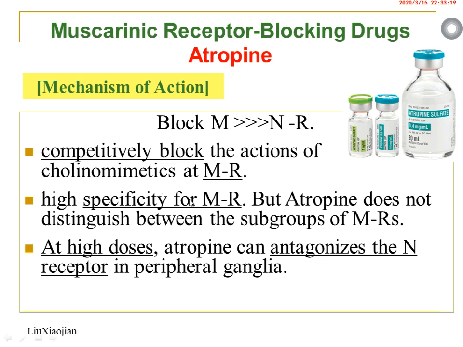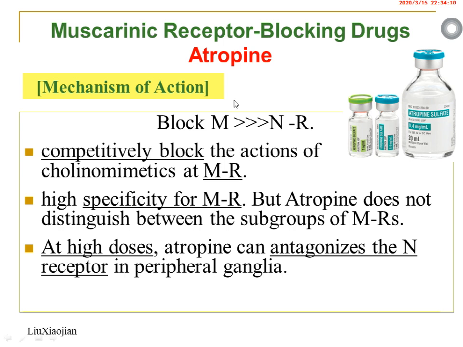Muscarinic receptor blocking drugs. Just now I mentioned atropine. It is the representative drug in this family. When you studied the cholinergic agonists, I also mentioned pilocarpine. It is the representative drug of M receptor agonists. Neostigmine is the representative agent of reversible cholinesterase inhibitors. So in the following chapters, you will study many drugs. Among them, the representative drug is the most important for you. You will spend much more time on these representative drugs.